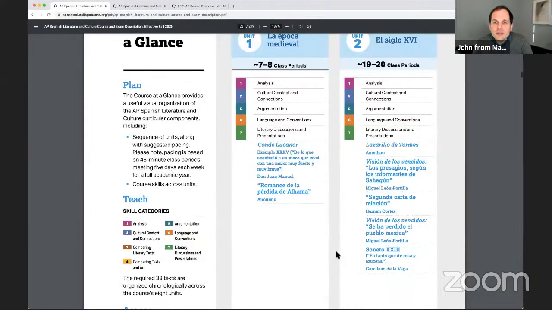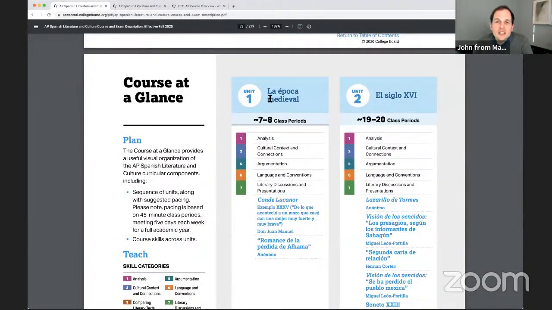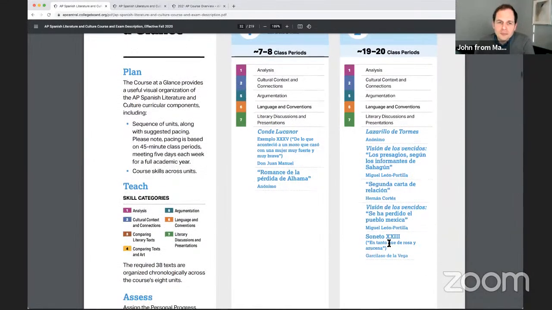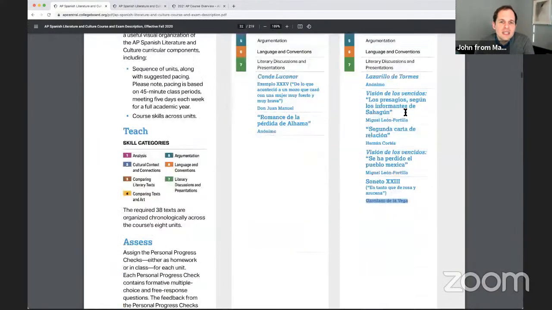Then let's look at the breakdown. The way the course at a glance works is you have a quick unit on la época medieval, which involves just Conde Lucanor and Romance de la Pérdida del Alma. Then in the siglo XVI, we have Lazarillo de Tormes, Visión de los Vencidos, Segunda Carta de Relación de Hernán Cortés, which is literature, but in a more AP English language kind of way. And then a sonnet from Garcilaso de la Vega. This should count for more class periods, the 16th century.